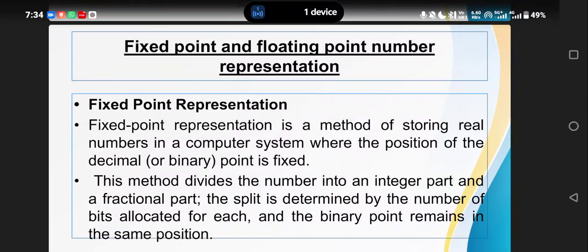What is meant by fixed point representation? It is a method of storing real numbers in a computer system where the position of the decimal or binary point is fixed. This method divides the number into integer part as well as fractional part. The split is determined by the number of bits allocated for each. The binary point remains in the same position.